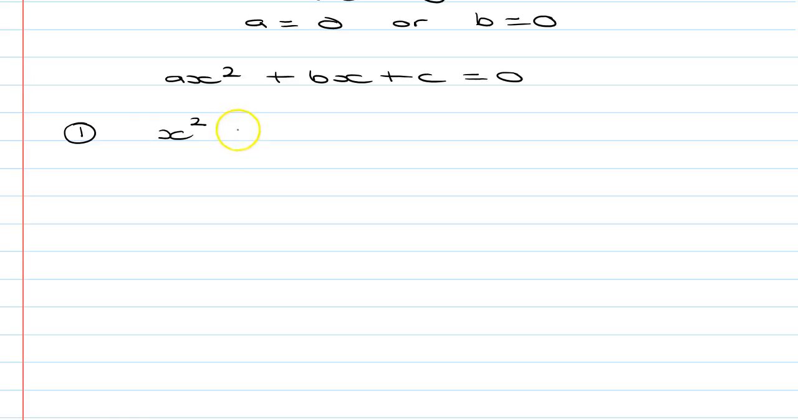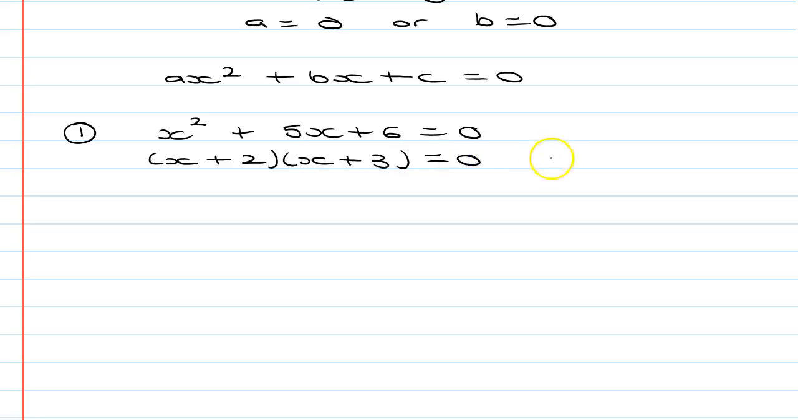So let's first of all solve this quadratic here: x squared plus 5x plus 6 equals 0. I'm going to factorize first, so that becomes x plus 2 multiplied by x plus 3 equals 0. The idea behind the null factor law is that two numbers multiply together to make 0. If this bracket is 0, it doesn't matter what this bracket is, 0 times whatever equals 0.